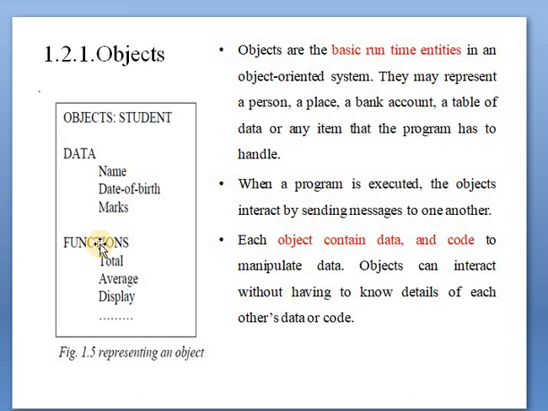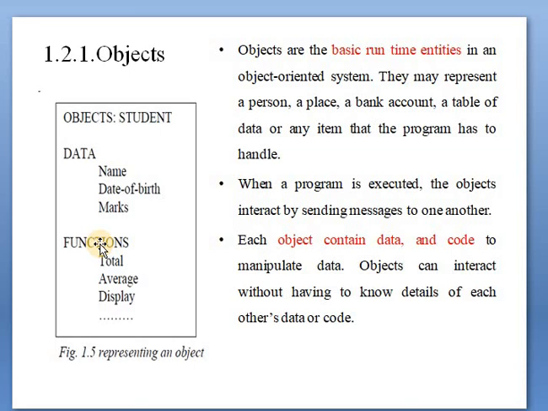So what is state? The state of an object is one of the conditions that the object can exist in, and it is represented by its characteristics. Like here, object is a student and its attribute or state is the name of student, date of birth or mark. And the function means behavior of that object. So total, average, display, these are the behavior of the object, that is a function of the object.